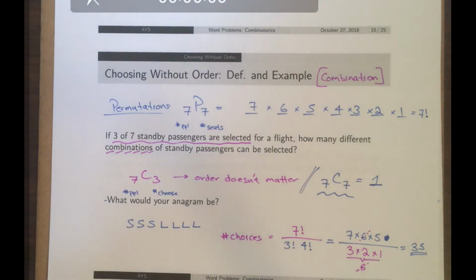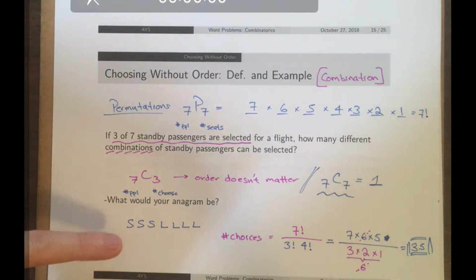So if 3 of 7 standby passengers are selected, how many different combinations? There's 35 combinations, and that's doing it with the anagram method. I'd assign standby to be a letter, S, and there's going to be 3 of those. I assign being left out to a letter, L, and there's going to be 4 of those, and I just do it as a classic anagram question.